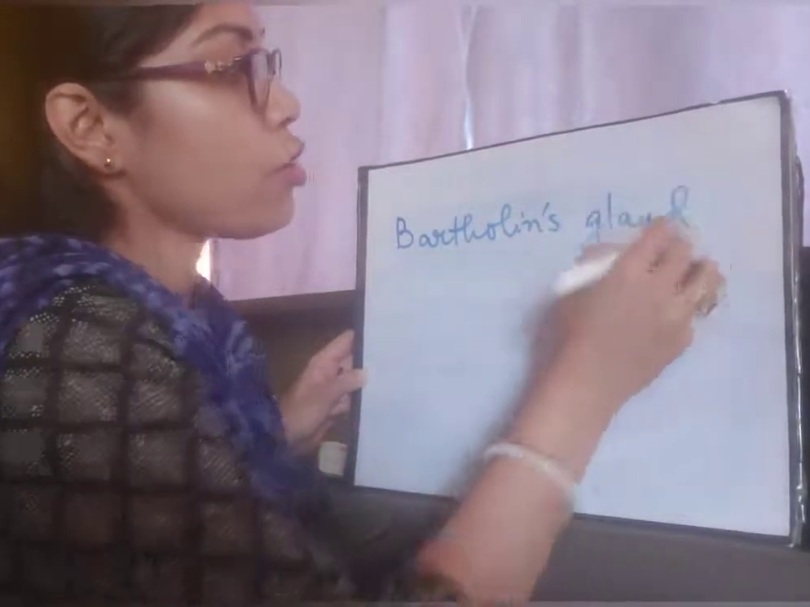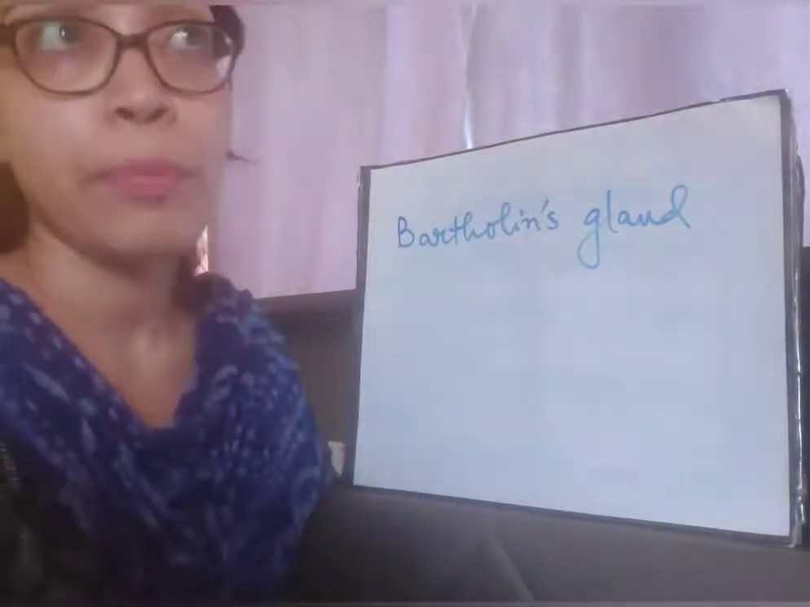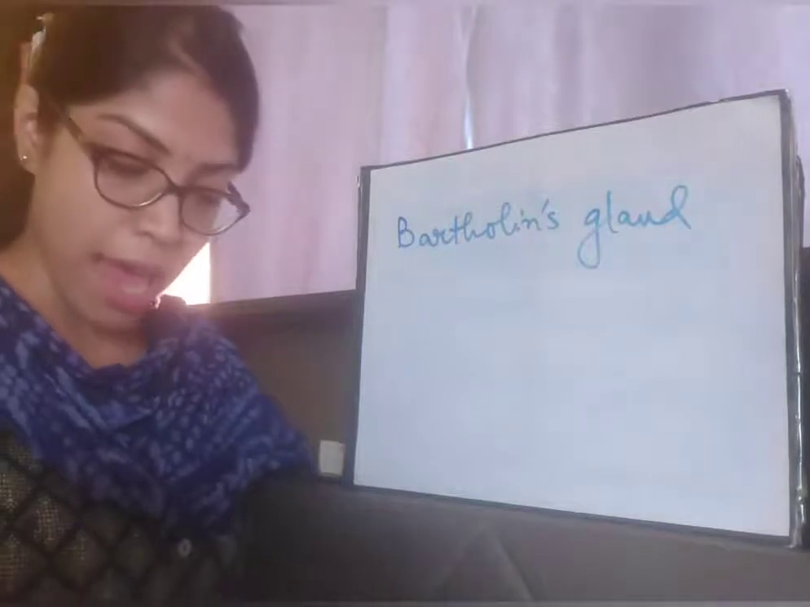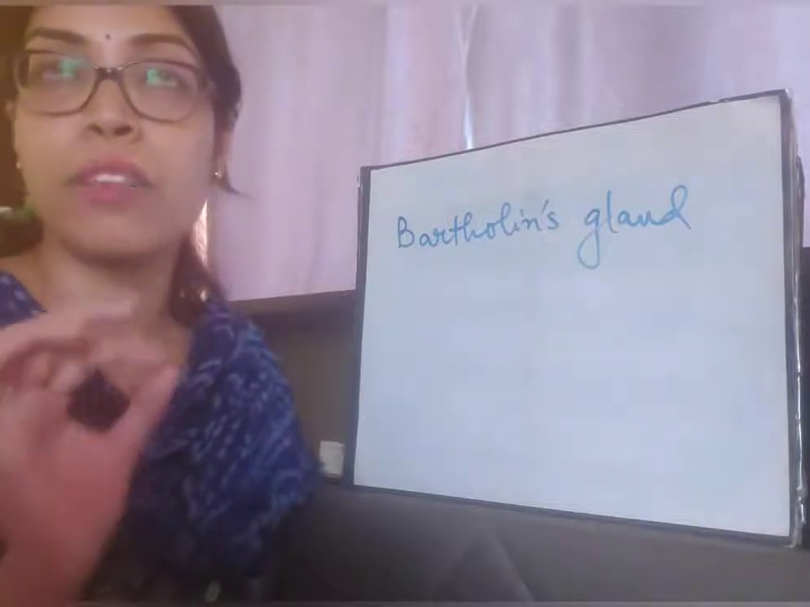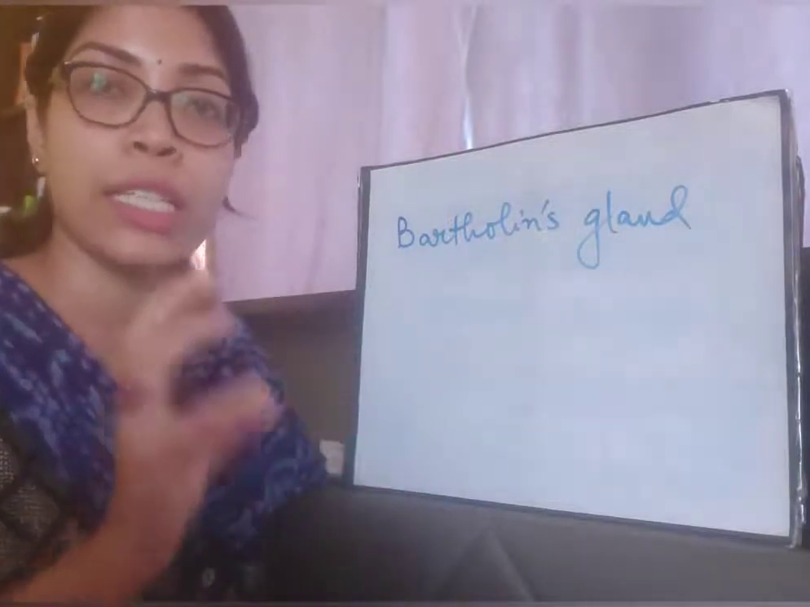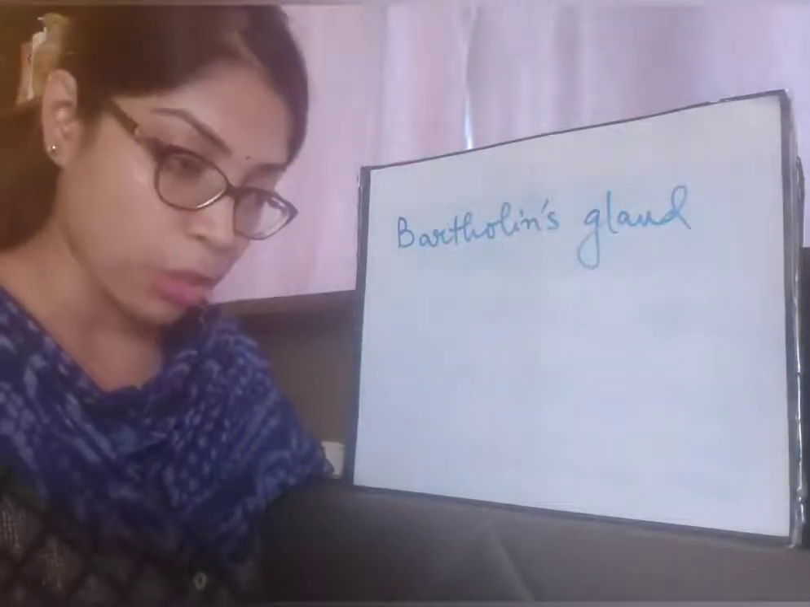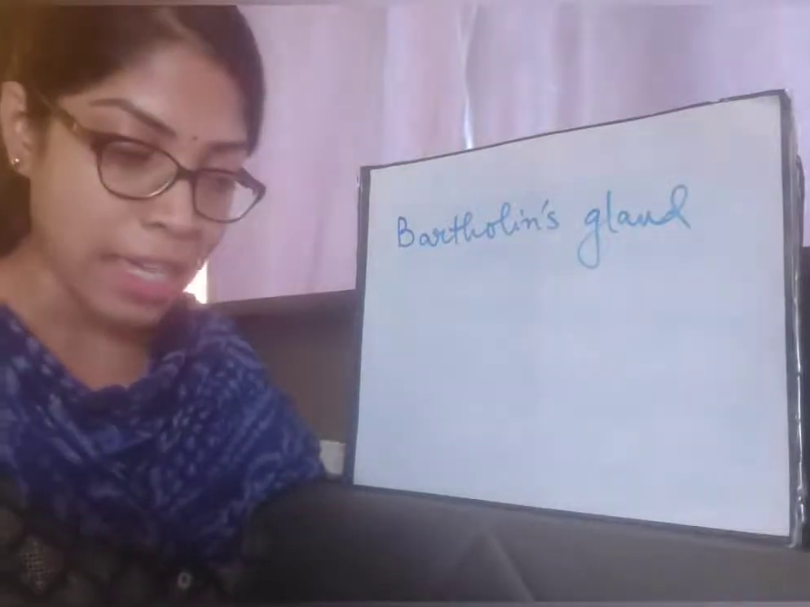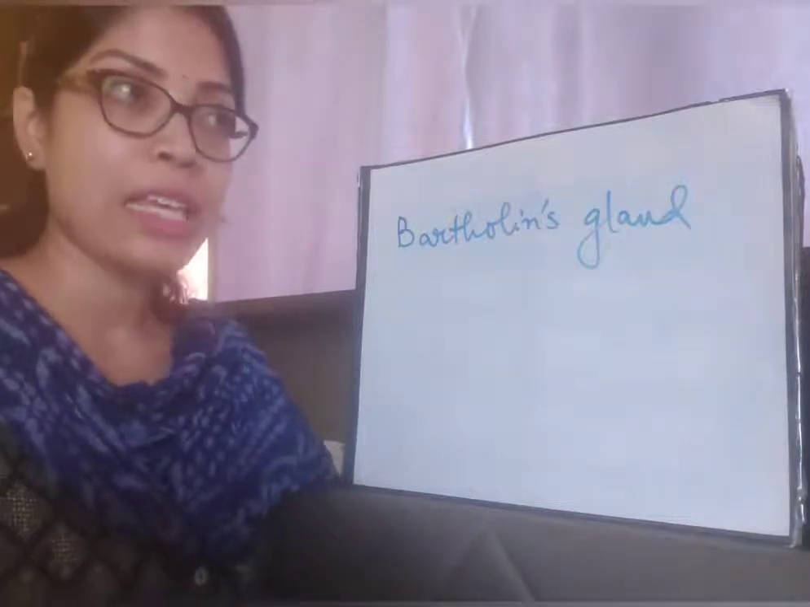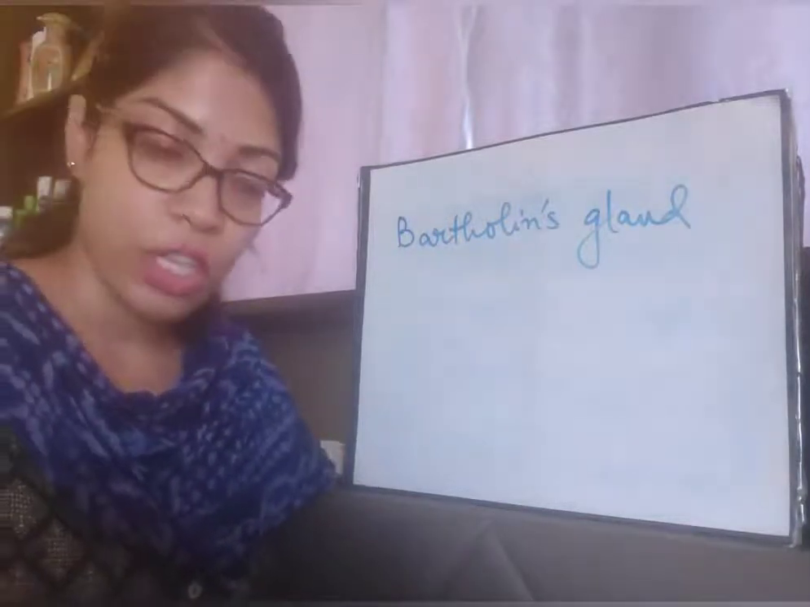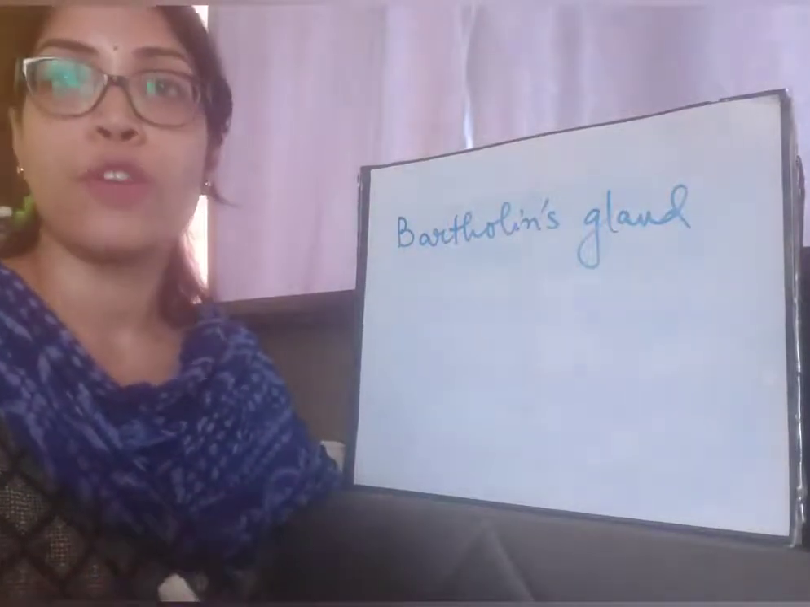Now what is the function of this gland and where is this gland located? These are two pear-shaped glands, pear-shaped meaning like the fruit pear, and very small in structure, and they are located on either side of the vaginal orifice. These Bartholin glands are located one on each side, and they secrete a mucus-like substance which makes the vaginal orifice and the vaginal canal slippery, and thus helps in easy entry of sperms for reproduction.